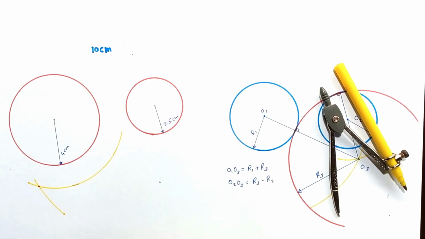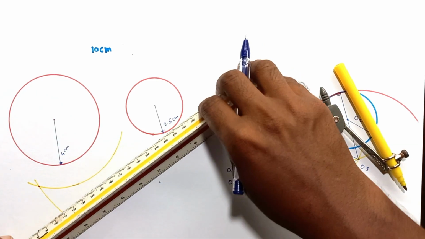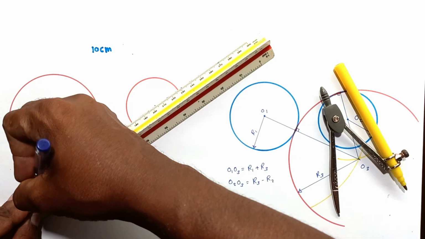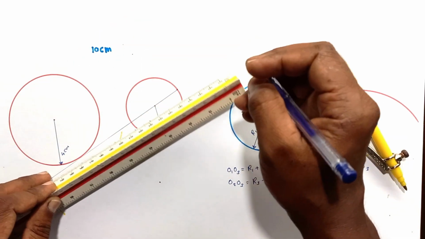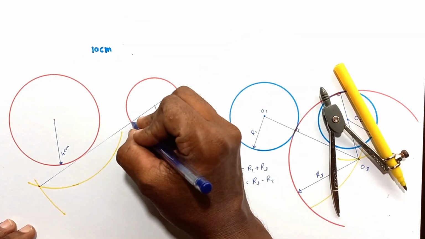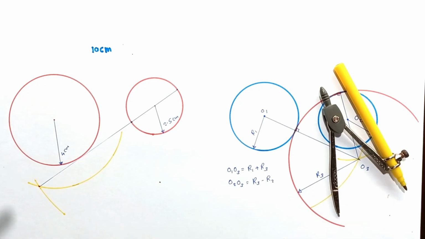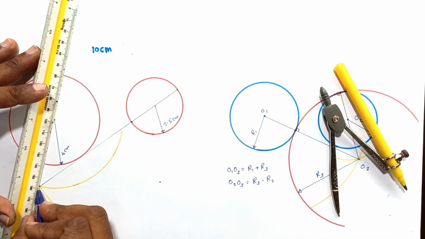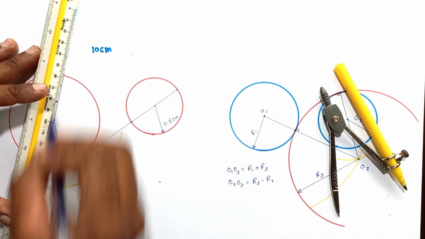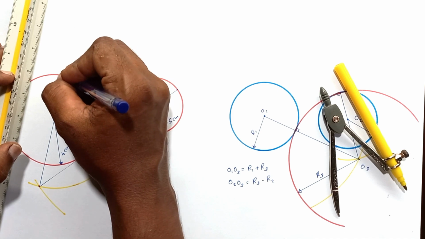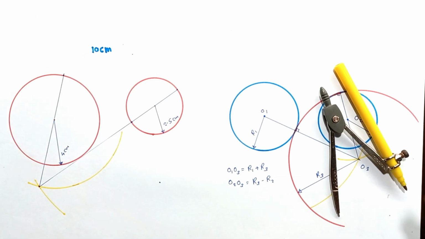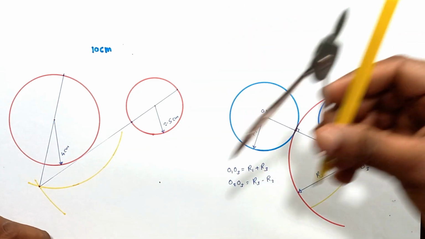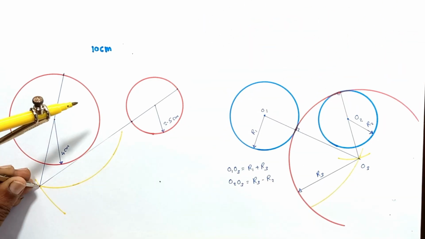Well, let's extend this line. This is one of the tangent points. Okay, this is the other tangent point. Okay, now we are ready to draw the tangent arc. The arc radius is equal to 10 centimeters. Take the 10 centimeters on the compass.